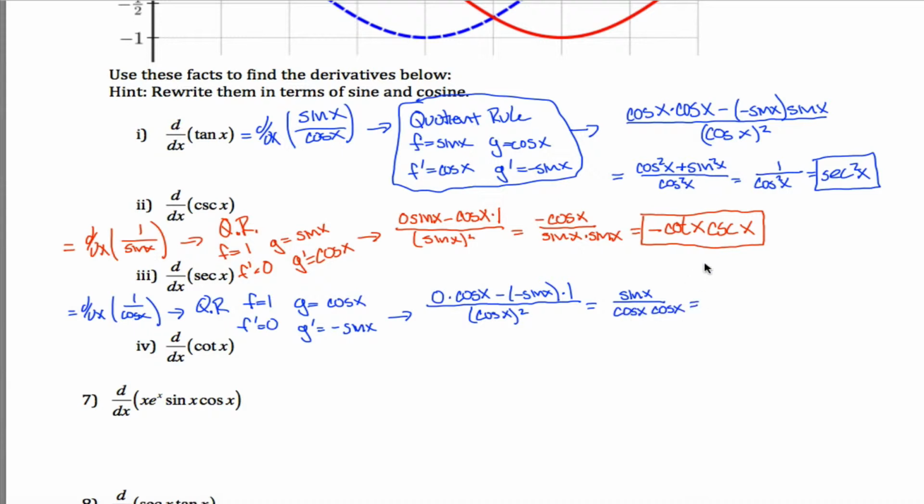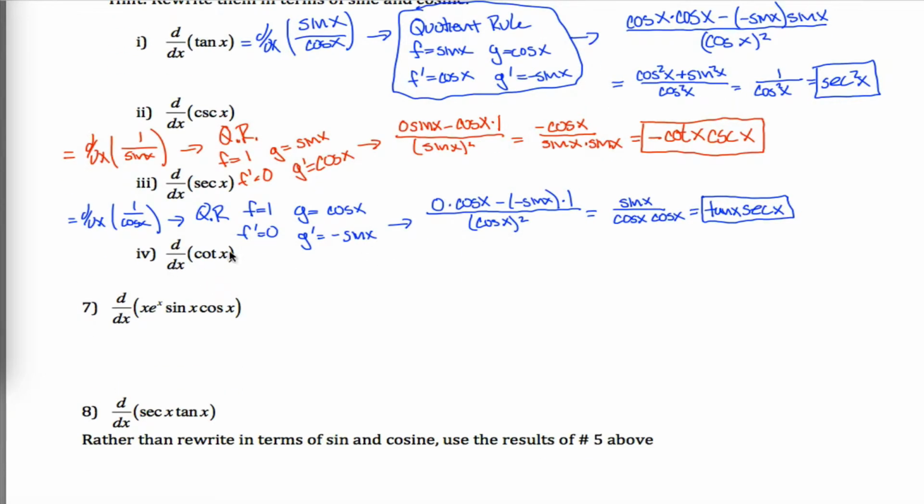That's easier for me to use trig identities to rewrite this. Sine over cosine is tangent of x. 1 over cosine is secant of x. So what I get is that the derivative of secant is tangent times secant. Kind of interesting that in both of these cases, the derivative of cosecant has a cosecant in it. The derivative of secant has a secant in it. I don't know, just an observation. Maybe that's not so interesting.